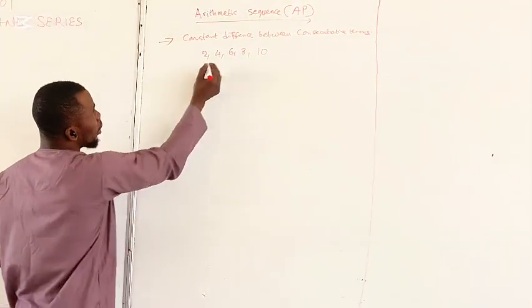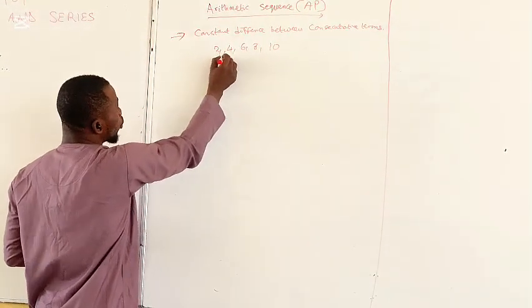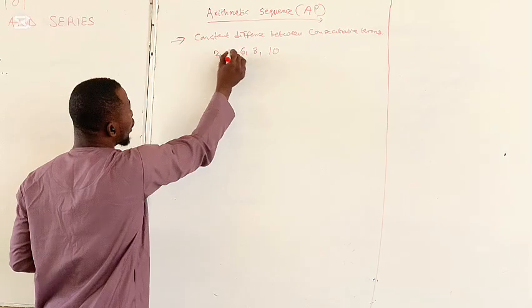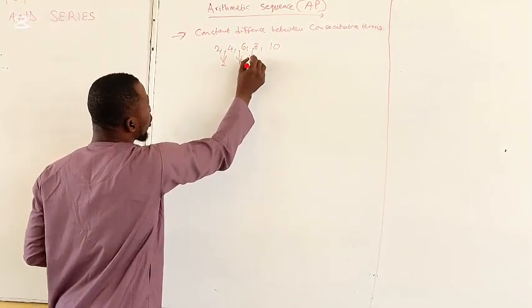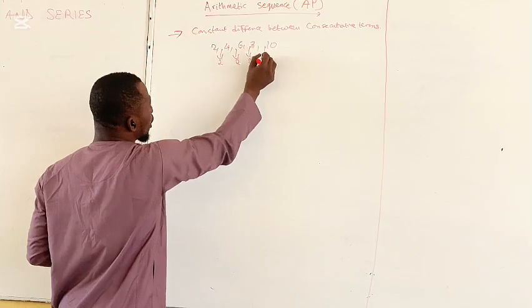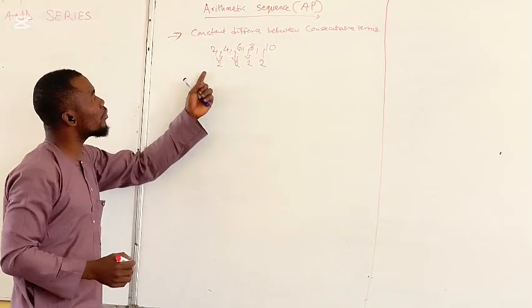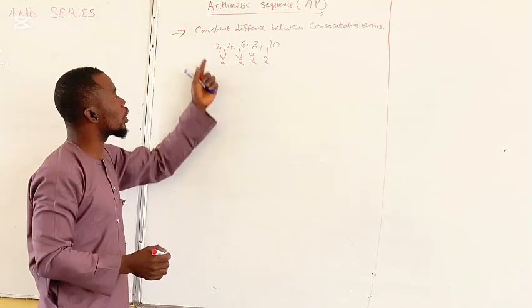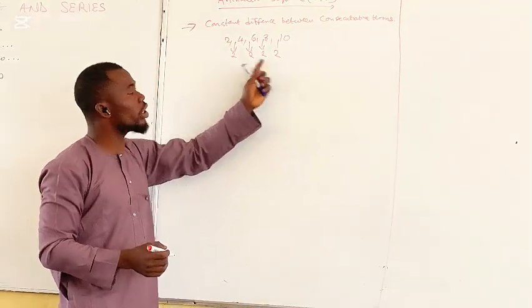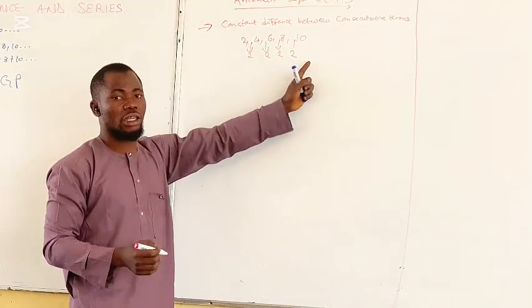Because if you look at 4 minus 2, it gives us 2. 6 minus 4 gives us 2. 8 minus 6 gives us 2. 10 minus 8 gives us 2. So the difference between two consecutive terms is always constant. In this case, we are having 2, 2, 2. So this is a typical example of arithmetic progression.